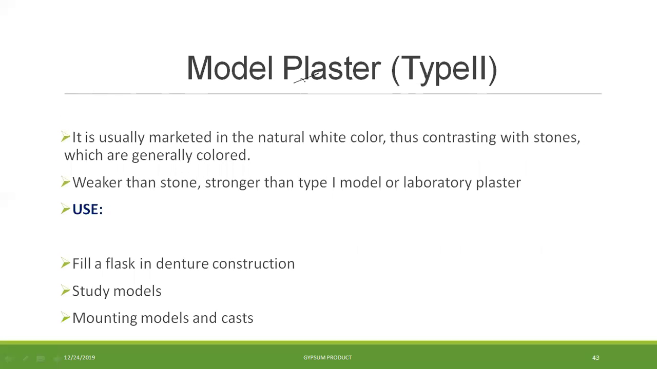Then type 2, model plaster. It is usually marketed in natural white color, thus contrasting with stones which are generally colored. Weaker than the stone, stronger than type 1. Model or laboratory plaster used to fill a flask in denture construction, study models, mounting models, casts, as we all know.